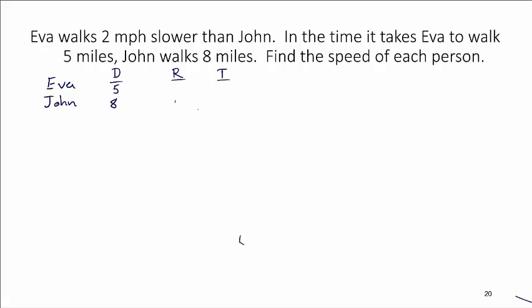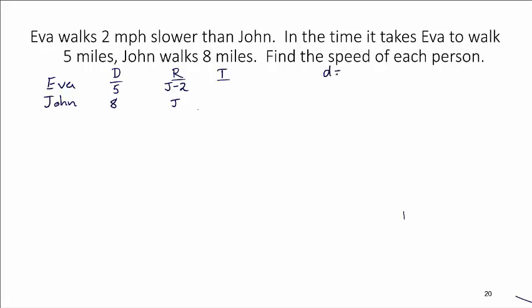So in terms of the rate, I could just let the rate of John be j, and then j minus 2 would be Eva, right? Because she walks 2 miles per hour slower than John. Now you could do it the other way. You could let Eva's rate be e, and then for John you could have e plus 2. Either way, however you want to work it.